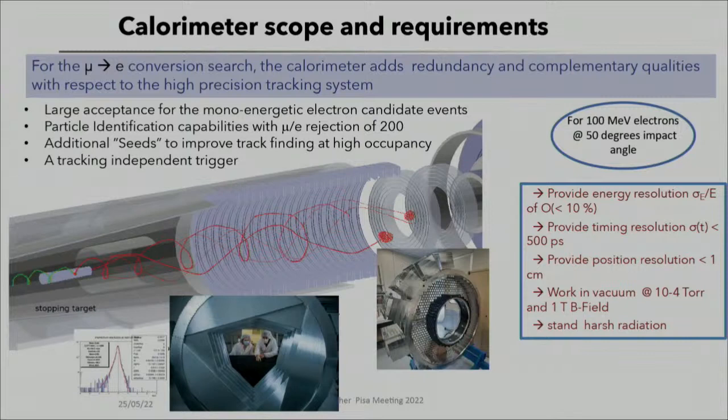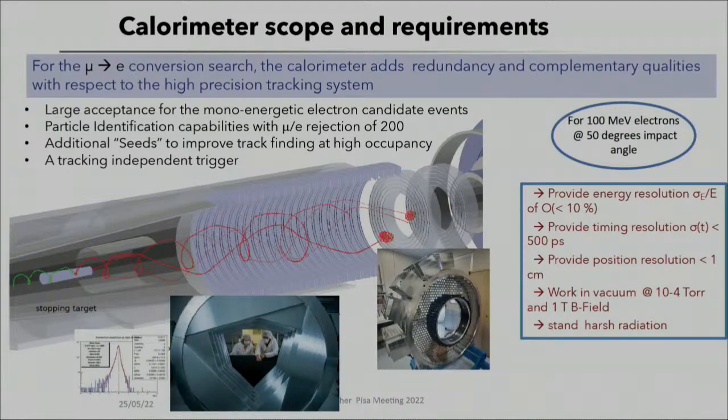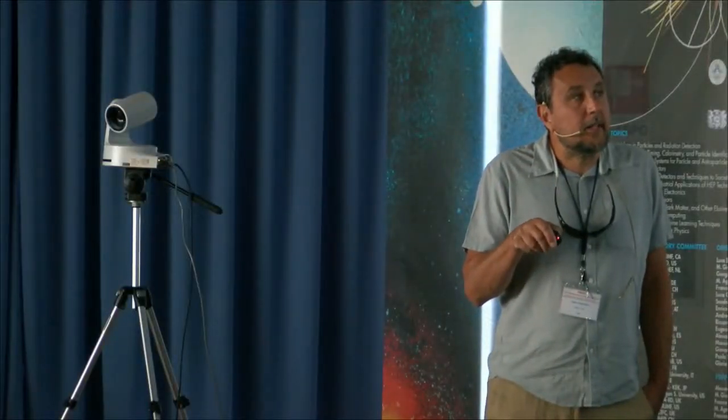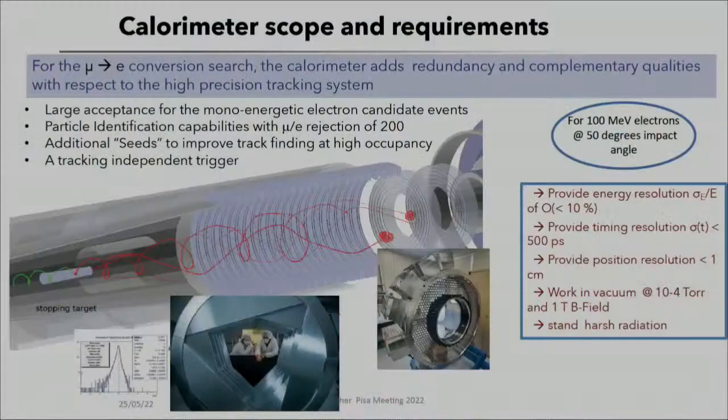So, the requirement for the calorimeter is that in this search, the calorimeter has to have redundancy and complementary qualities with respect to the king of the detectors, that is the tracker, the straw tube tracker that has a very, very precise resolution to eventually measure the conversion electron. But the calorimeter is going to add additional seeds to improve track finding. Also, it is capable of rejecting muons from electrons. And in order to fulfill these requirements, the calorimeter has to provide an energy resolution of the order of 10%, a time resolution of the order of 500 picoseconds, and a very good position resolution to be able to do track finding.